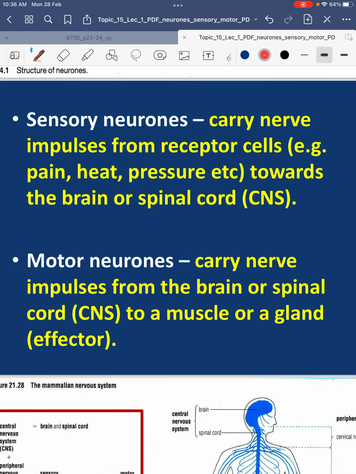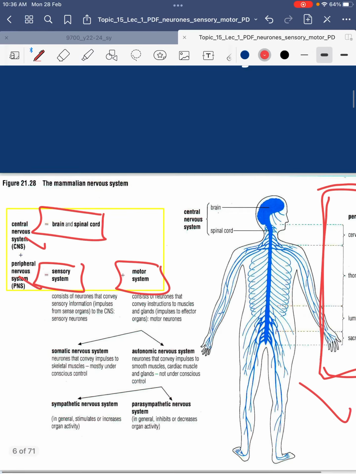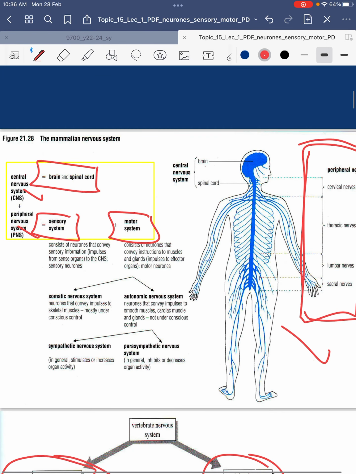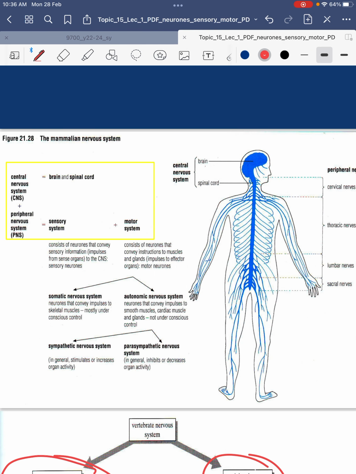So carry nerve impulse from receptor cells. We'll talk about these receptor cells in more detail, such as pain receptor, heat receptor, pressure receptor, towards the brain and the spinal cord, or the central nervous system. That's why you need to know the CNS. That's why before this we introduced what is meant by the mammalian nervous system. So we have to learn this.